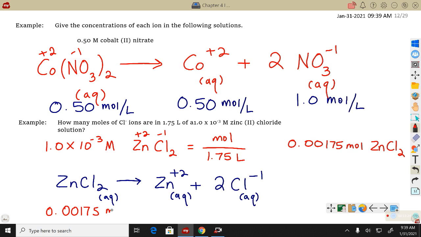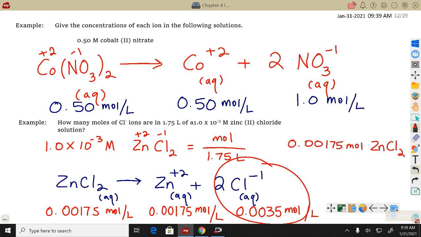That if I had 0.00175 moles of the zinc chloride per liter, it's going to give me 0.00175 moles of zinc ions per liter, but then twice as much chlorine. So if I multiply that by 2, 0.0035 moles of chlorine per liter of solution. Oh, look at that. And that's it. There's my answer. I'm looking at the 0.0035 moles.